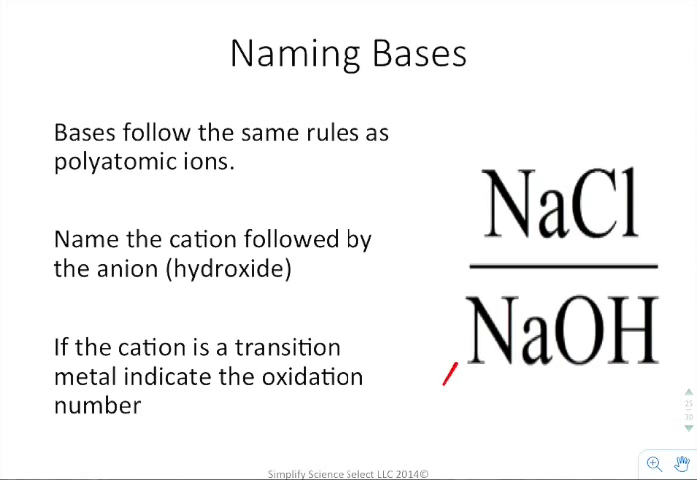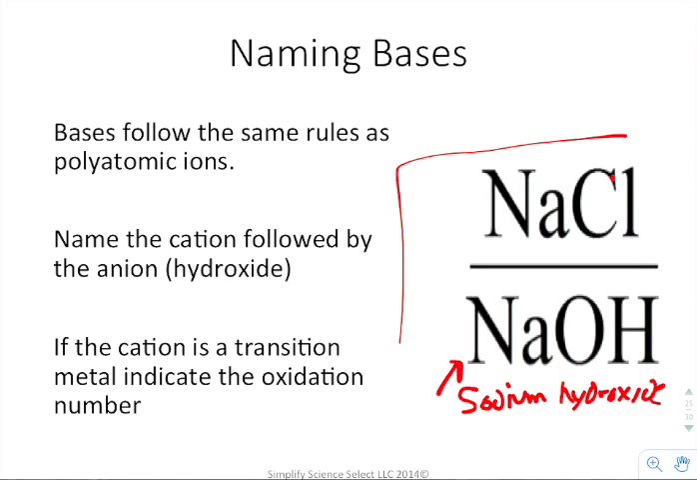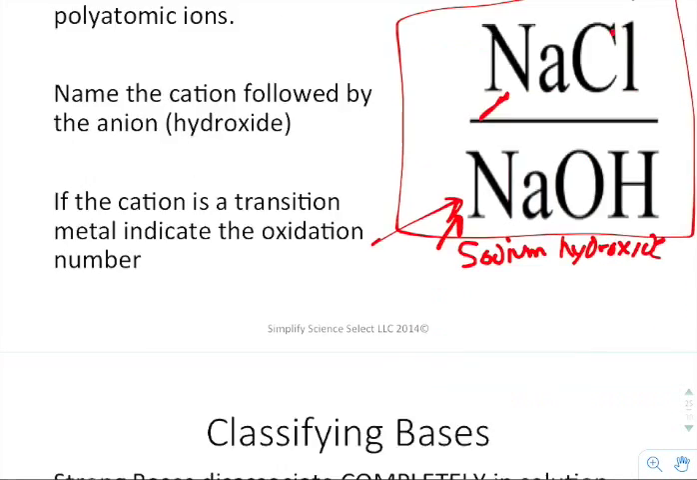So for example, if you were to look at it, you would say this would be sodium hydroxide. There are no special rules for naming bases. They follow the traditional polyatomic ion rules. There are only special rules for naming acids. Now you should be able to see this right here. You should see that our base is [unclear]. So if the cation is a transition metal, indicate the oxidation number.